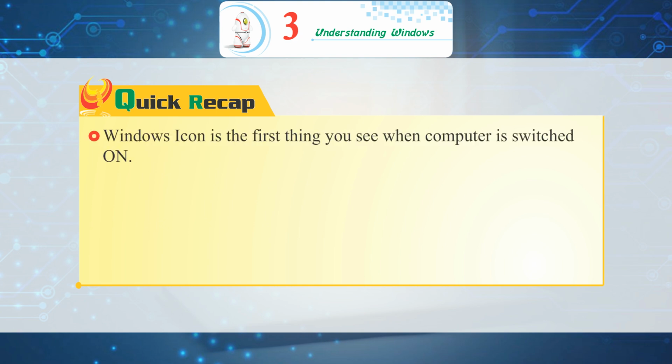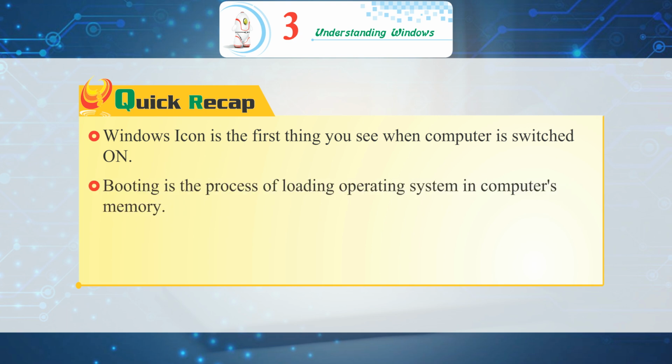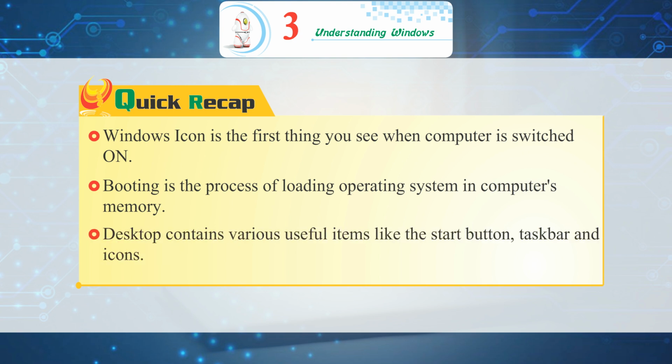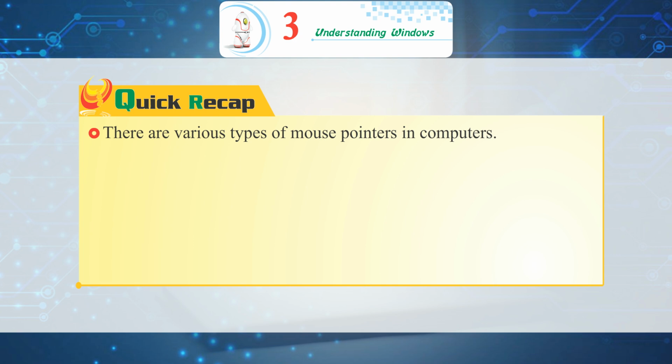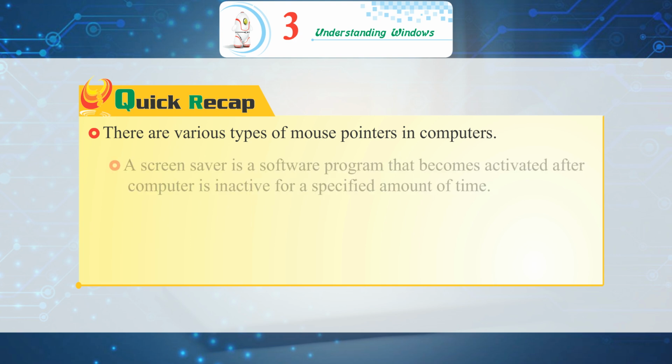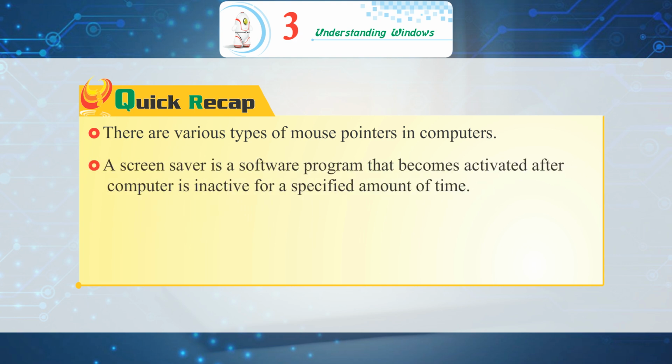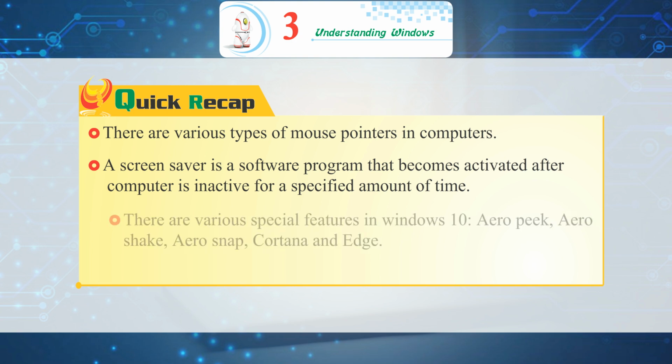Quick recap. Windows icon is the first thing you see when computer is switched on. Booting is the process of loading operating system in computer's memory. Desktop contains various useful items like the start button, taskbar, and icons. There are various types of mouse pointers in computers. A screensaver is a software program that becomes activated after computer is inactive for a specified amount of time.